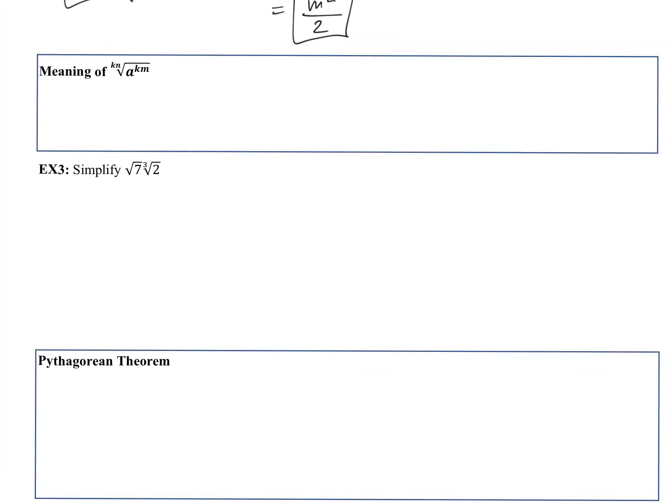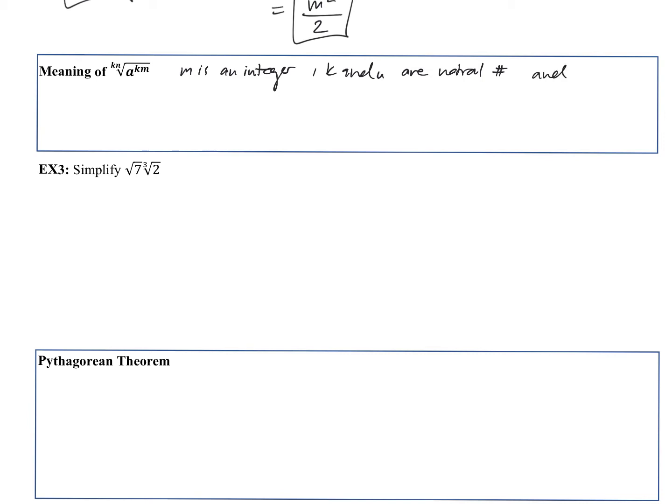The nth root of a to the k times m, with k to the n. Be careful, this one's a little weird. I don't use this one that often, but I'll go ahead and explain it. So once again, we have the same rules. m is an integer, and k and n are natural numbers, which means 1, 2, 3, 4. We're not including 0.